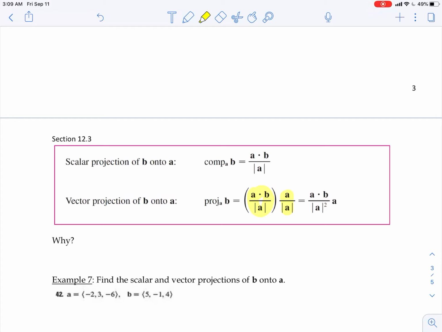All right, so it says y here, and the reason why it says y is because the vector projection is the scalar projection times the unit vector. And that's how we're able to find what that actual vector will give us.